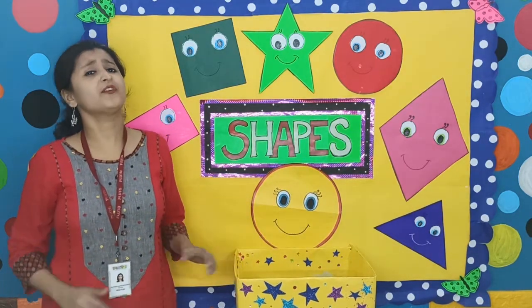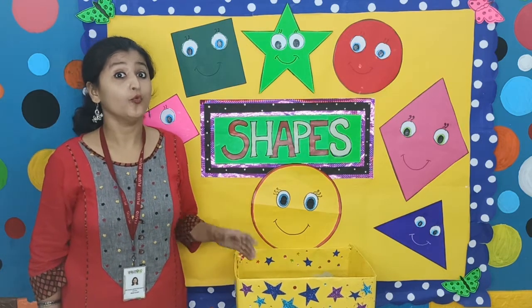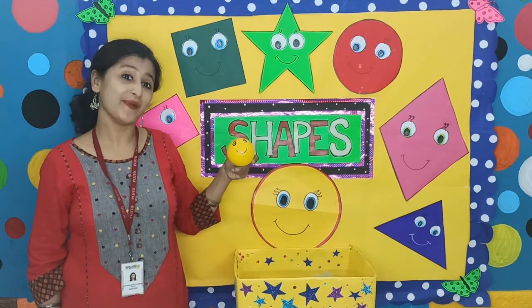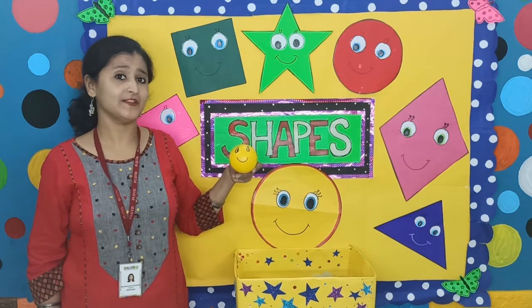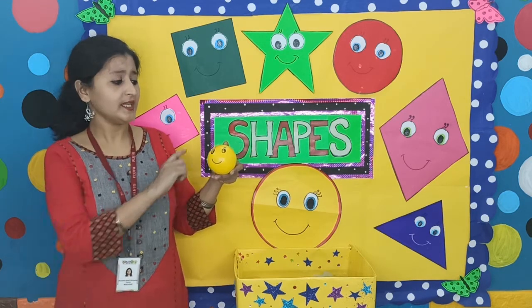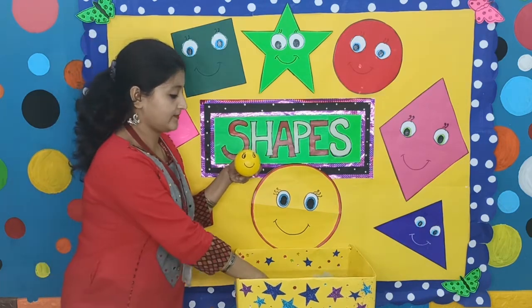Do you know there are many other examples of circle? Do you want to know which are they? Look, this is a smiley ball. We all have the smiley ball in our home. We will all play with it. It doesn't have a corner. It doesn't have any sides.